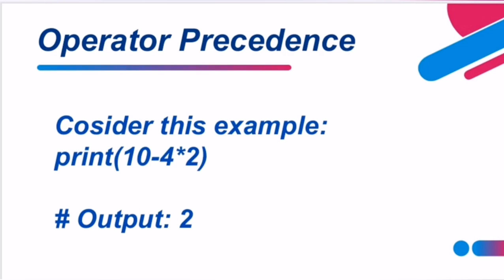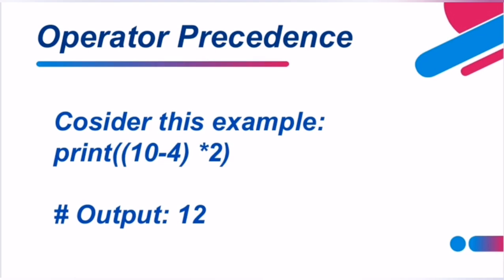Operator precedence. Consider this example: print 10 minus 4 multiplied by 2. It will give the output 2. The output of the above example will be 2, not 12. It is because the operator precedence of multiplication is higher than minus. The multiplication is carried out before the minus operator. This is known as operator precedence. It guides the order in which operations are carried out.